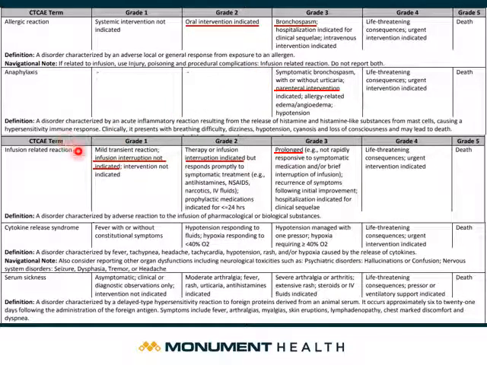Then if you get into the infusion-related reaction, grade 1, we do not interrupt the infusion. It's not indicated. Grade 2, you can interrupt but respond promptly to symptomatic treatment, so looking at those antihistamines, NSAIDs, narcotics, IV fluids, etc. Grade 3 is going to be prolonged. It's not rapidly responsive, and you're probably going to interrupt this one as well at this point. And then of course we've got cytokine release syndrome here, and then serum sickness as well.